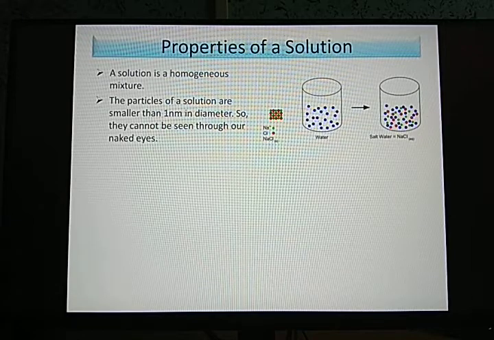Even if it is 1 millimeter, that is also very difficult to see. Just imagine it is 1 nanometer, which is 10 to the power minus 9. That means it is at the microscopic level. Clear?